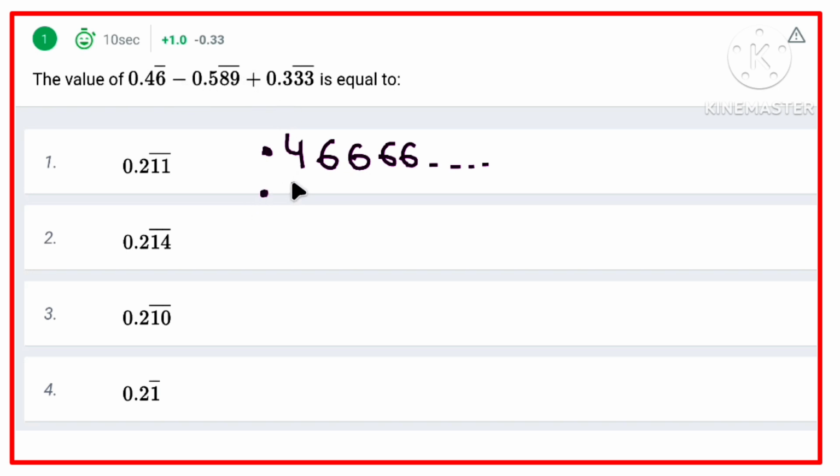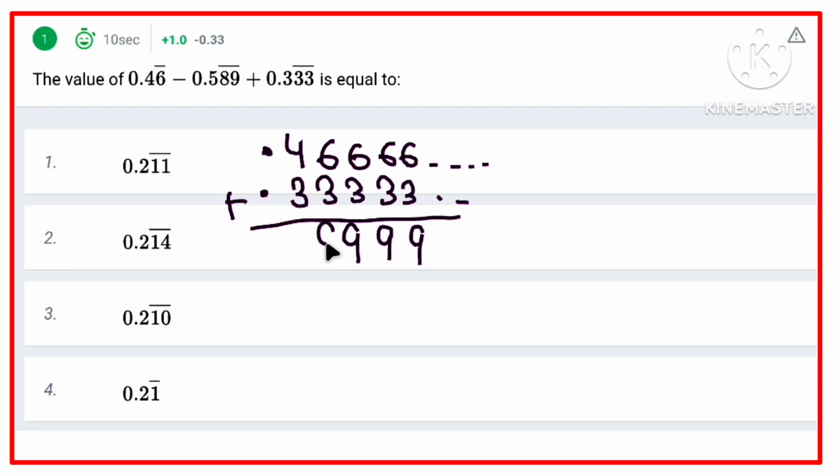So plus we have 3, and above the 2 3 we have a bar, that means this 2 3 will keep repeating like this. We are taking 5 places after the decimal so that we can mark the answer easily. So try to take 5 to 6 digits after the decimal so that you can mark easily. Here you are getting 9, 9, here also 9, here also 9, and 4 plus 3 you are getting 7. From this you need to subtract 0.5, above 89 we have a bar, so this 89 will repeat like this and continue.